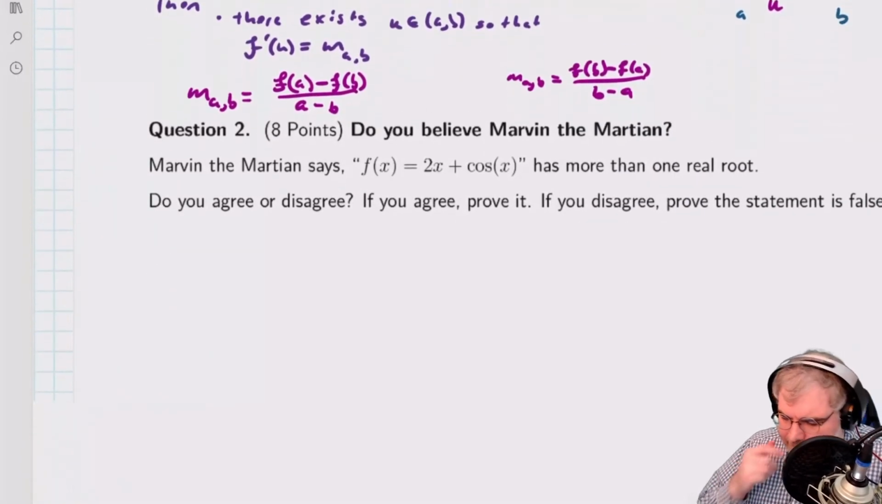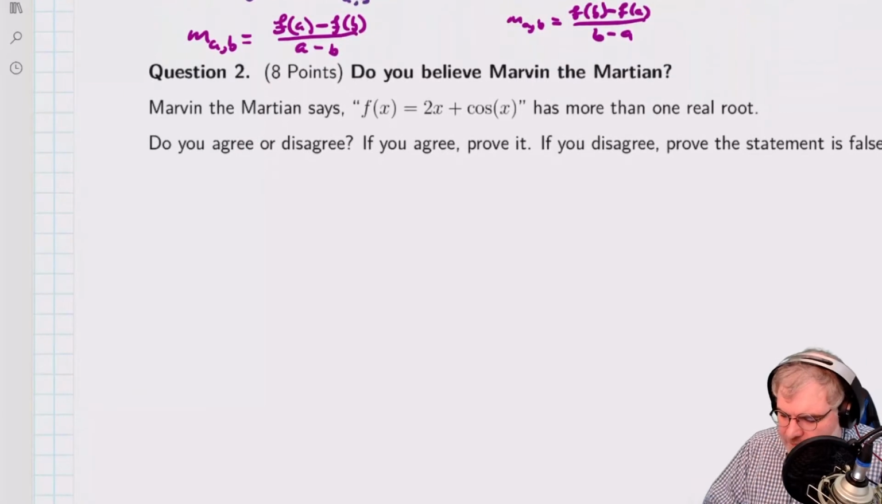So do you believe Marvin the Martian? Marvin the Martian says this function has more than one root. Do you agree or disagree? If you agree, prove the statement. If you disagree, prove the statement is false. Okay, so Marvin the Martian says that f of x equals 2x plus cosine of x has more than one root, more than one real root.